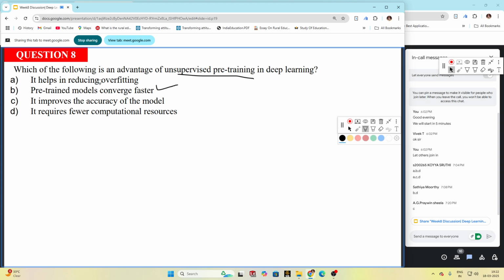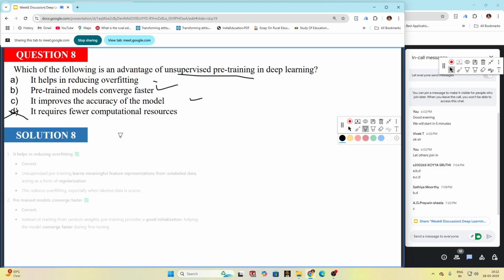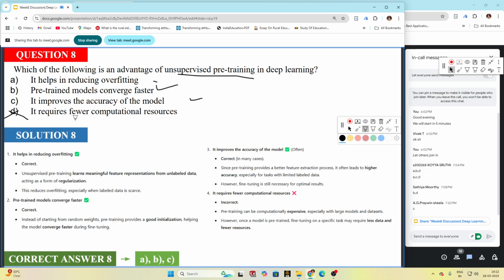It helps in reducing overfitting. Yeah, it does some kind of regularization. We can say option A can be right. It improves the accuracy of the model. If option A is right, option C is also right, because it will then perform well on the test dataset. And it requires fewer computational resources. No, option D is completely wrong, because we are adding another step, that is unsupervised pre-training, so we are utilizing more computational resources. Option D is wrong. So I think A, B, C are the correct options.